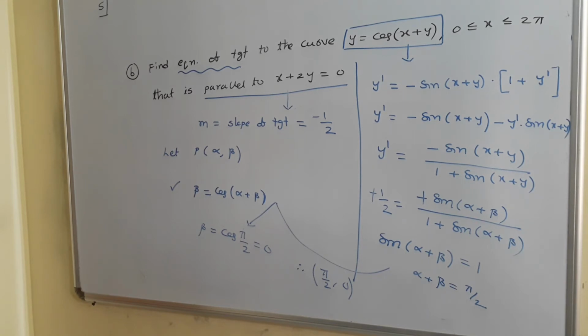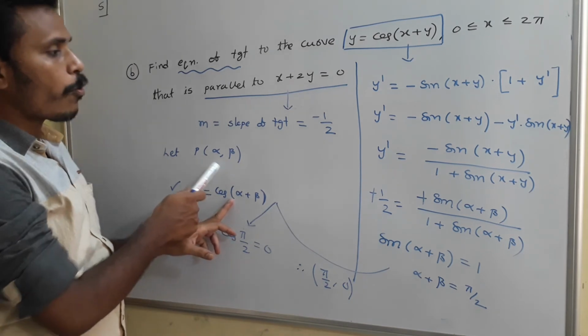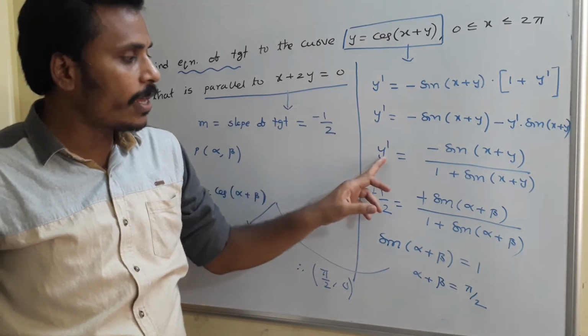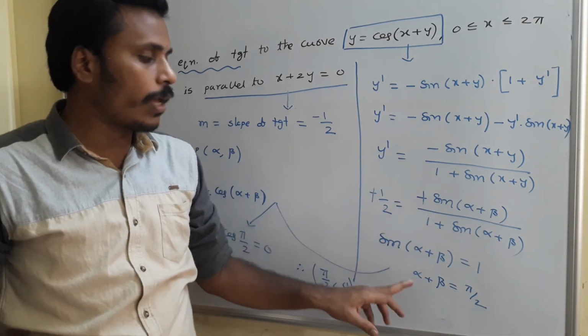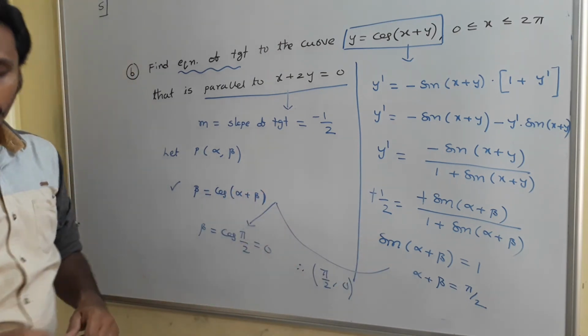Since (alpha, beta) is a point on the curve, and we will draw the tangent at that point, we have beta equals cos of (alpha plus beta), and at that point the slope is 1 by 2. Find dy by dx and then replace at that point, where it is 1 by 2, to get a relation. Solve these two to get the point as (pi by 2, 0).